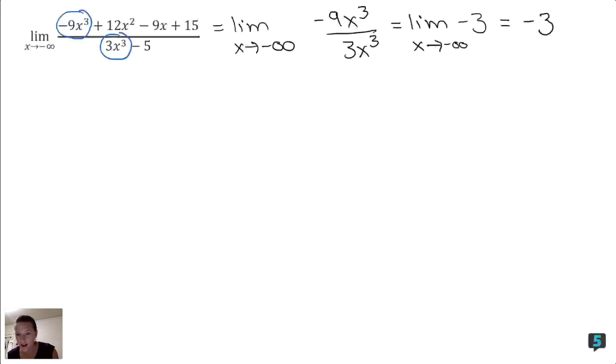Yeah, I love that saying too. Same over same, play the coefficient game.